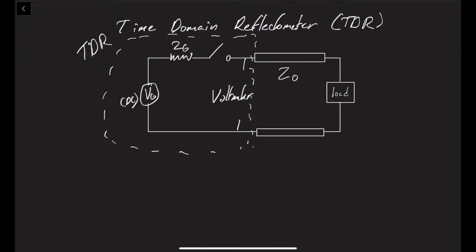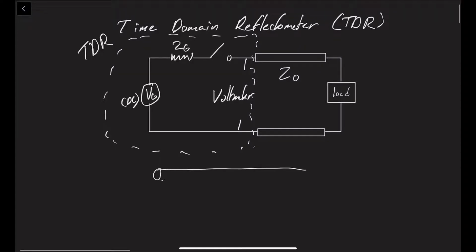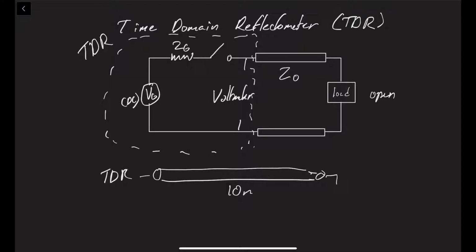Now what does a TDR do? How does it work? To explain that, let's look at a simple example. Let's say that transmission line over there is of length 10 meters, and let's say this load is open circuit. We're going to connect our TDR to this transmission line and see what happens.